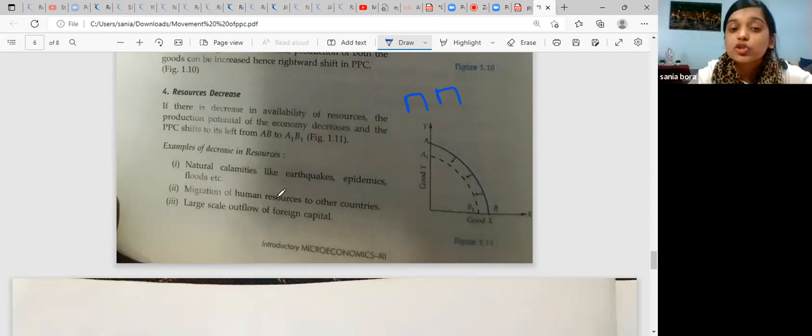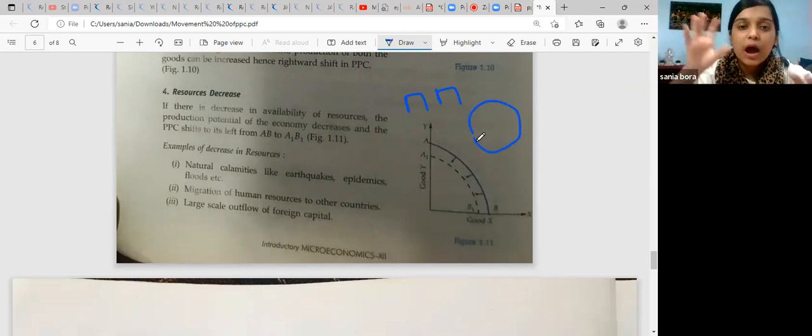Okay. Next is migration of human resource to another country. For example, in India, there were 5 doctors. Now, out of the 5, 2 doctors went to foreign countries because they got a good job offer. So earlier we had 5 good doctors, but now we have only 3 good doctors. So our human resource is going there. So it is also a decrease in resource. So that is also going to be the leftward shift.